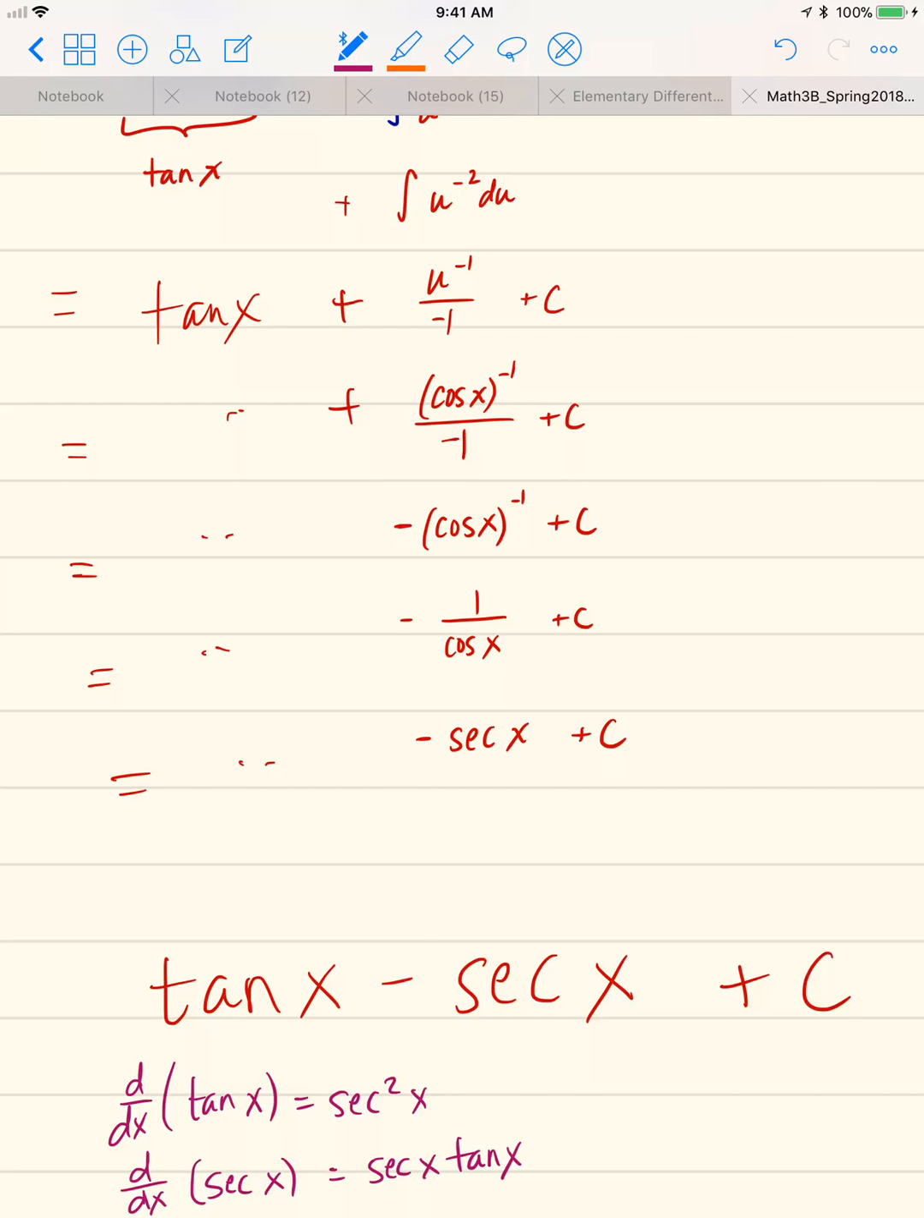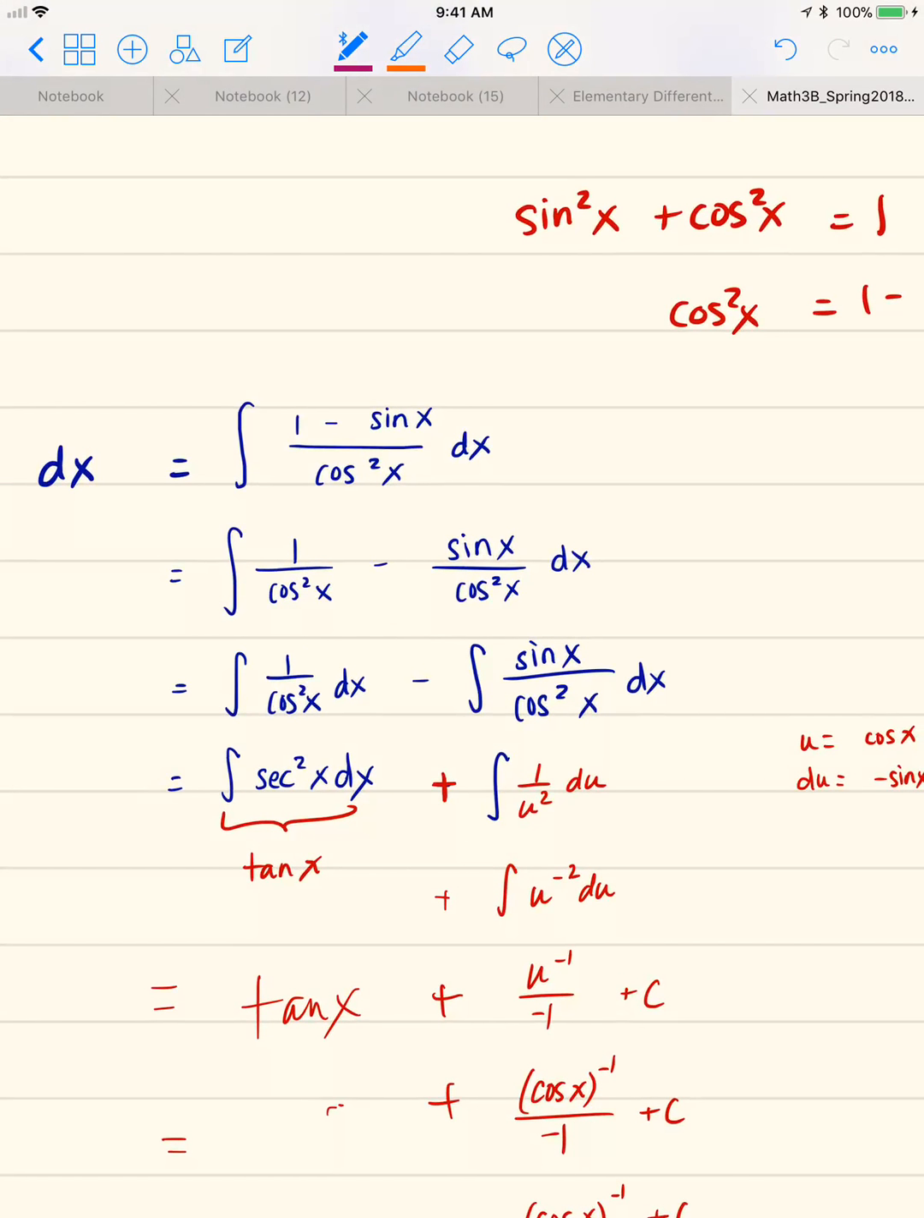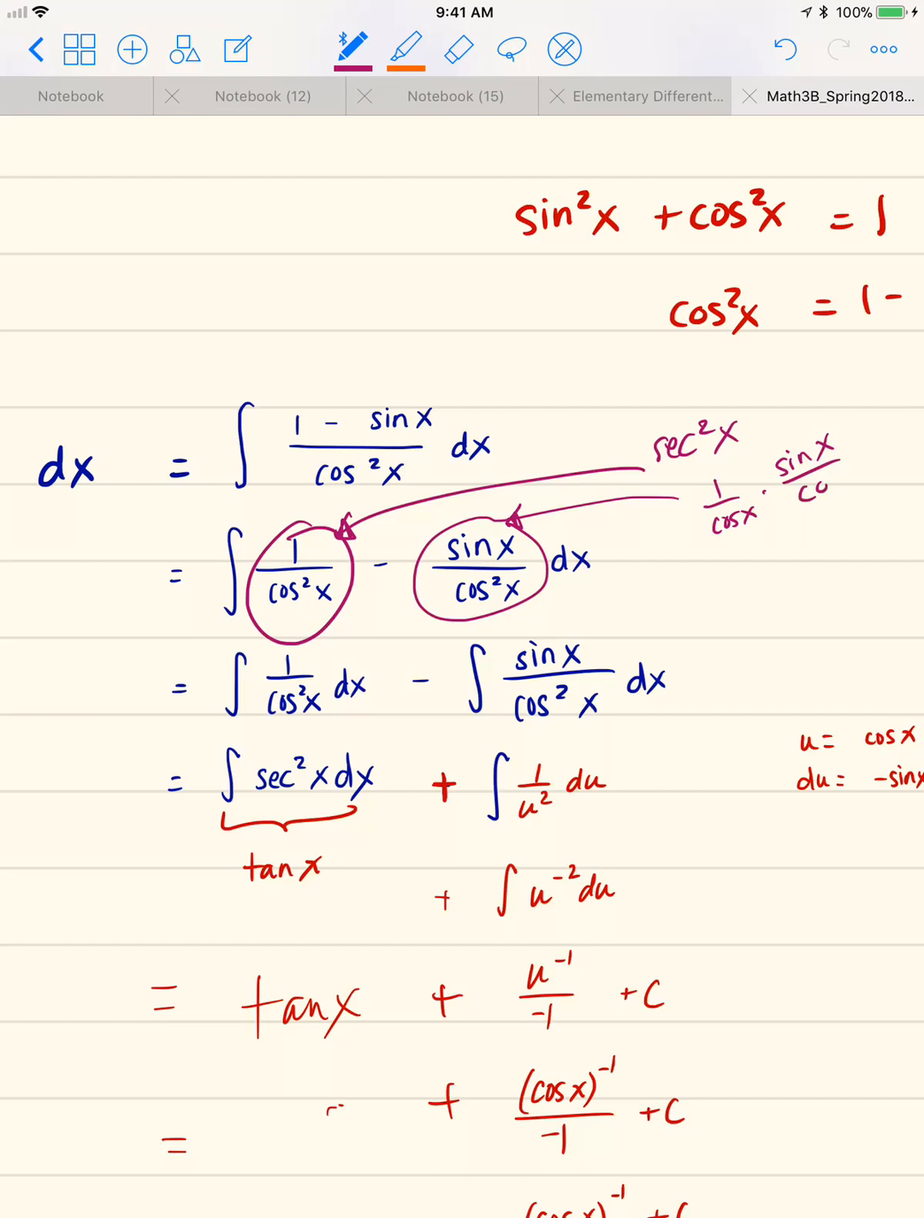So, this would be secant squared x minus secant x tan x. Is that what we started off with? Well, this is certainly secant squared x. And if I rewrite this as 1 over cosine x times sine x over cosine x, then I've got tan x and secant x. Right?